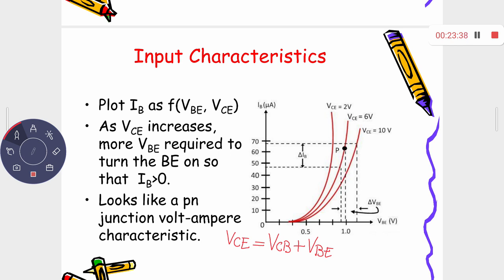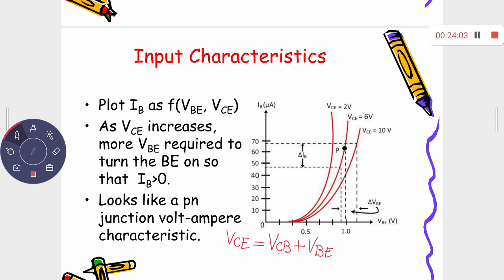Right? You have less base current. And that phenomenon, hopefully you have studied this in a basic electronics course, is known as early effect. It's also called base width modulation. Base width modulation or early effect.